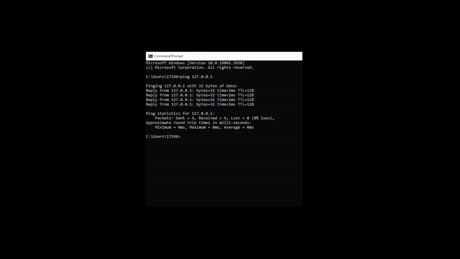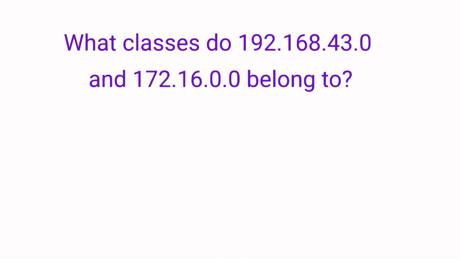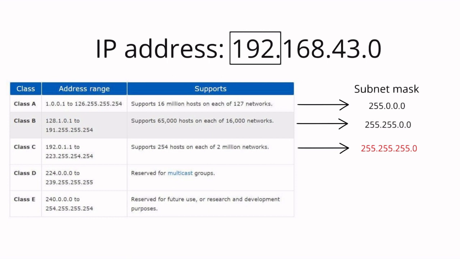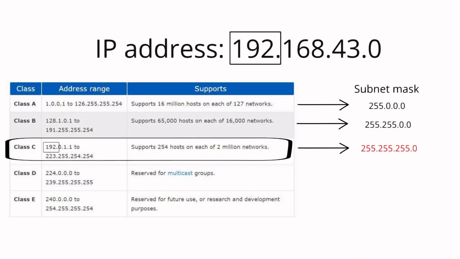We will be looking at subnetting examples later, so why don't we determine what the subnet mask is now and save ourselves some time. The first IP address we're going to look at is 192.168.43.0, and the second is 172.16.0.0. Starting with 192.168.43.0 and comparing this IP address to our handy chart here, we see that 192 falls into the Class C range, which indicates our subnet mask is 255.255.255.0.